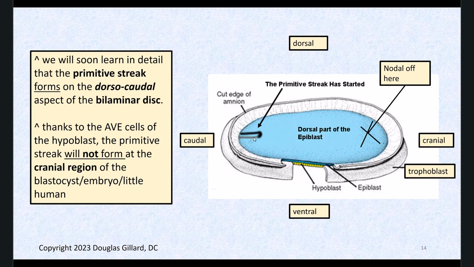Just another look at it. Primitive streak starts caudally. Now, there's the hypoblast cells underneath. The AVE cells would be underneath this blue sheet of epiblast cells. So they're down, but the nodal inhibitors soak up, and they knock all nodal secretion out here. So it ensures that the primitive streak doesn't start where the head's supposed to be. Primitive streak starts back here.